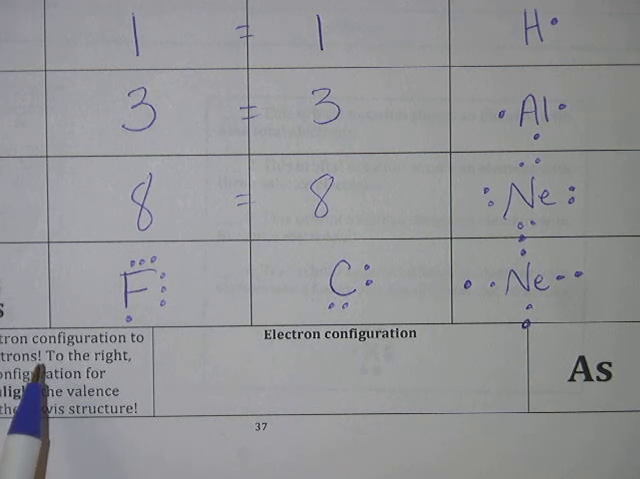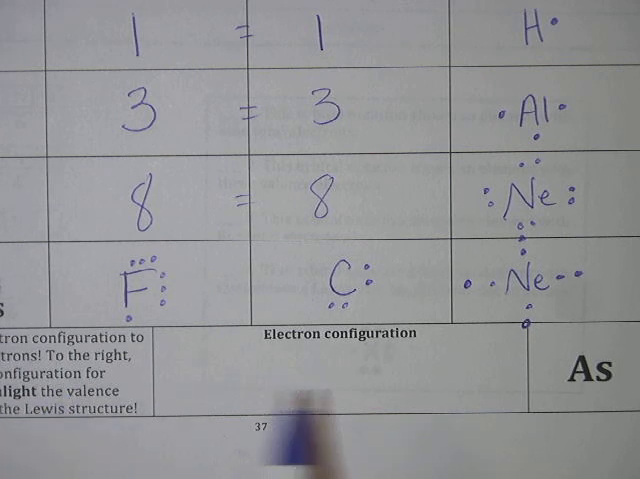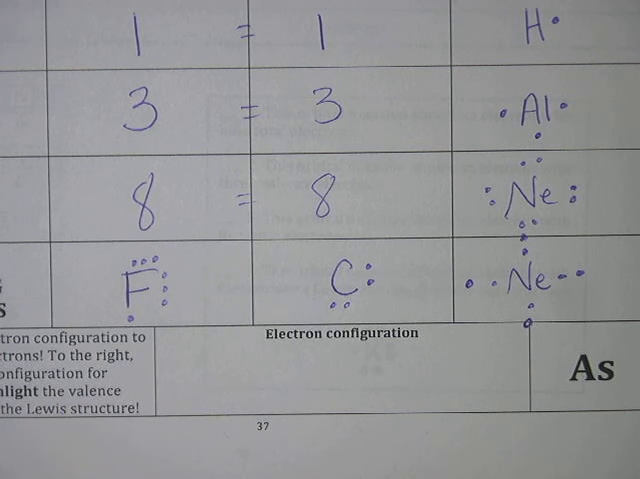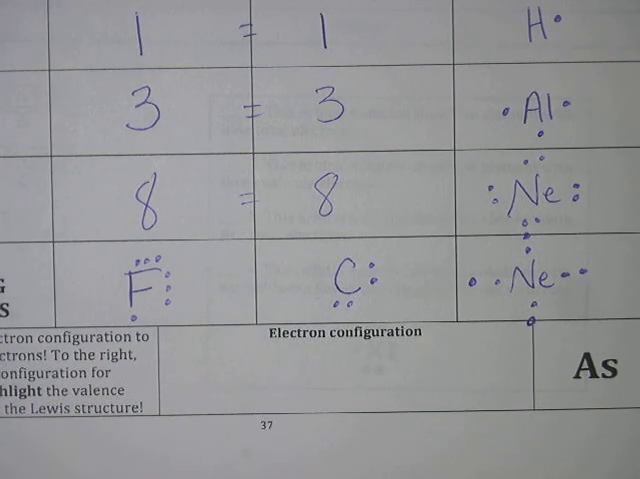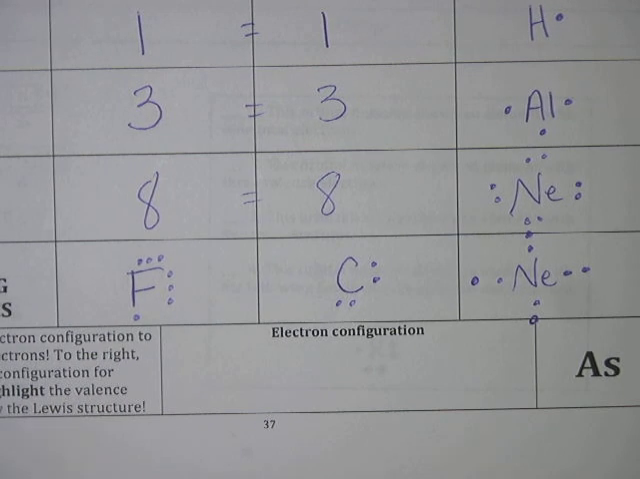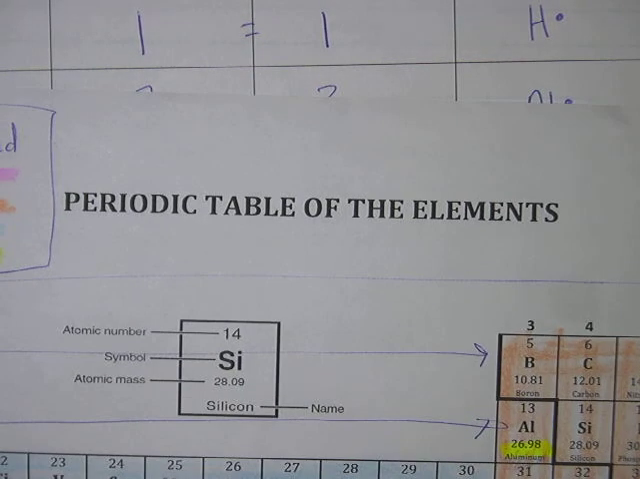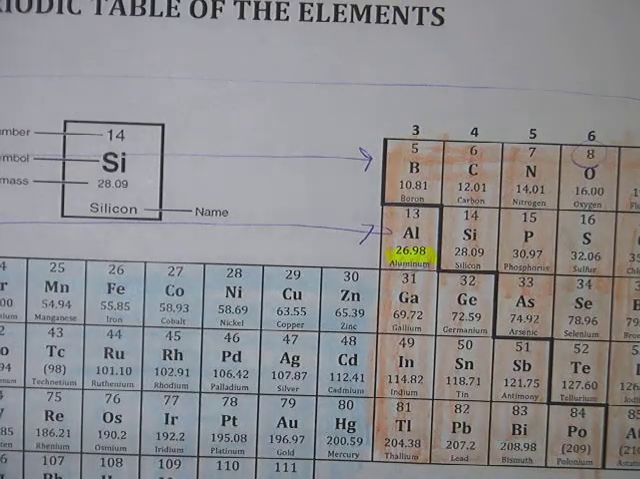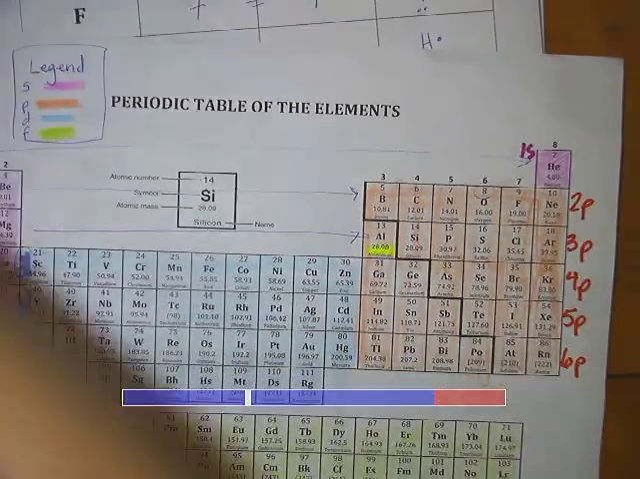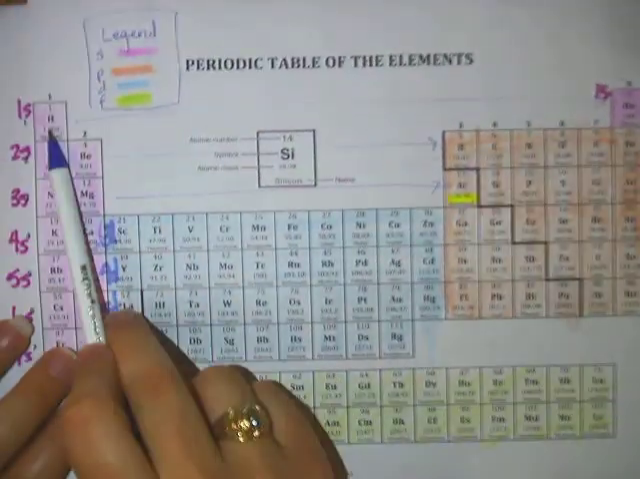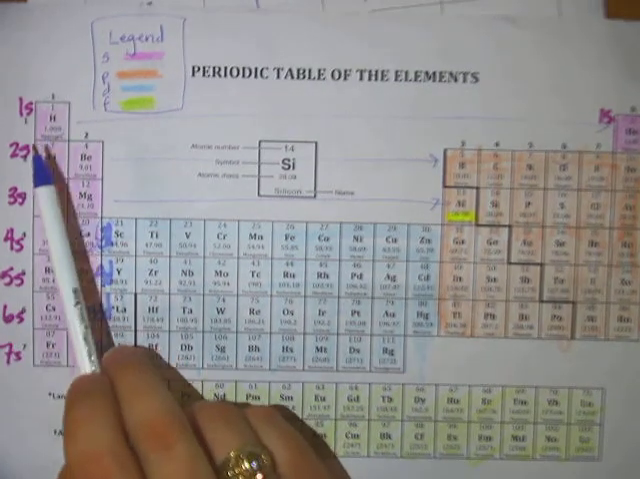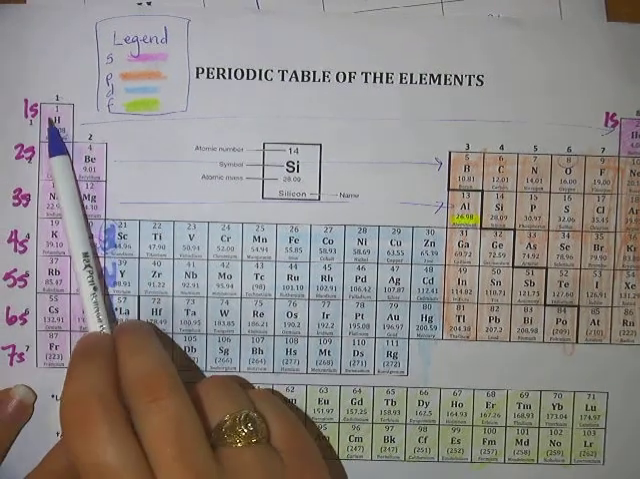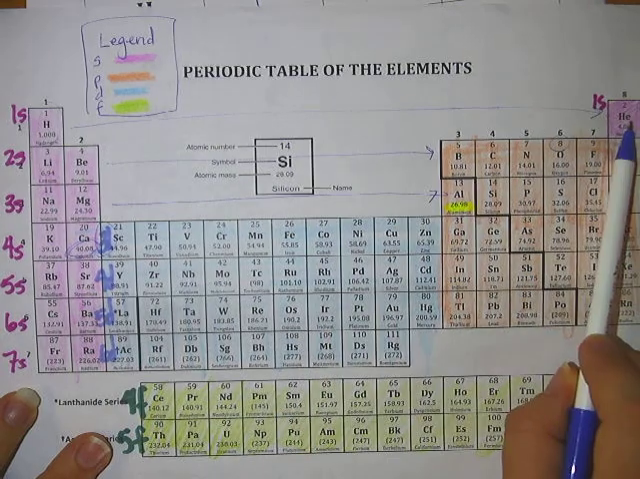You can use electron configuration to find the valence electrons. So to the right, we're going to write the electron configuration for arsenic. Then we're going to highlight the valence electrons and draw the Lewis structure. Arsenic is down here in the 4p section of the periodic table. So we're going to have to start at the beginning, 1s, and move all the way through to arsenic. So we start at 1s and go across.